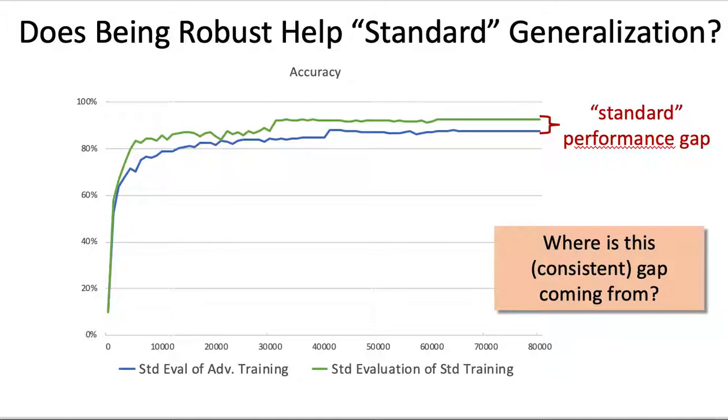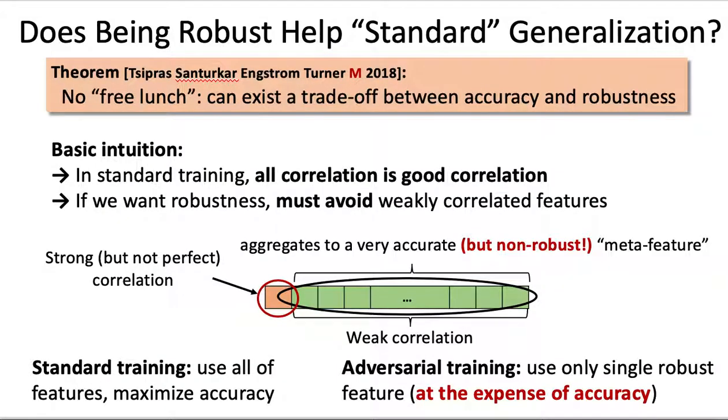So, where is this consistent gap coming from? So why is it the case? Again, at first I must admit that it was surprising to me, but then you think a little bit and then you realize this is not surprising at all. Essentially, the basic intuition behind this gap is that it's very easy to construct distributions that have this kind of behavior.